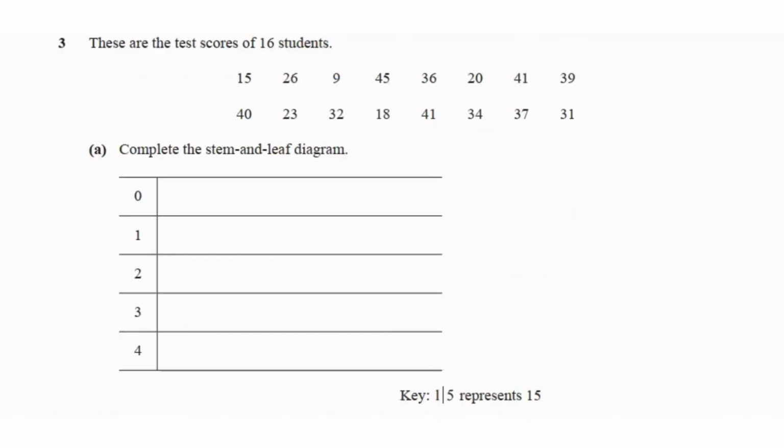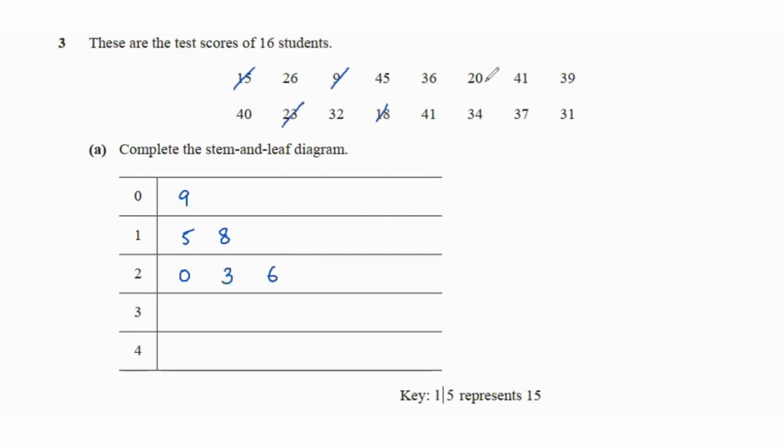Question 3 says, these are the test scores of 16 students. Complete the stem and leaf diagram. So for the category of just values less than 10, we have 9 over here. Then for the values between 10 and 19, we have 15. We're going to write 5 over here and 18, which is 8. So let's cut these out. Then for the 20s, we have 20, 23, and we have 26.